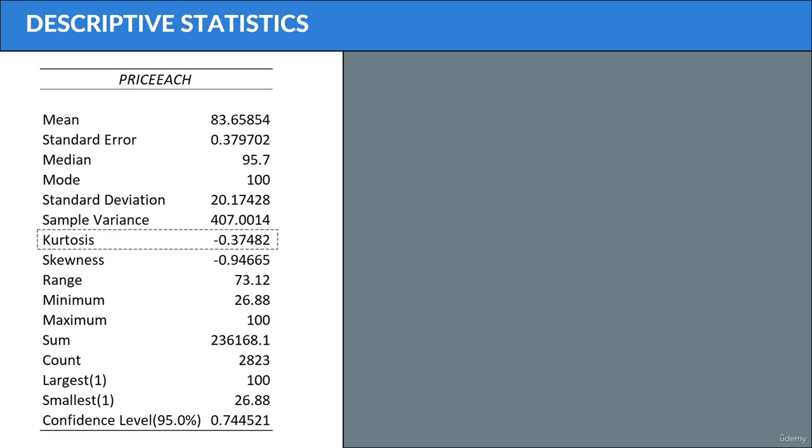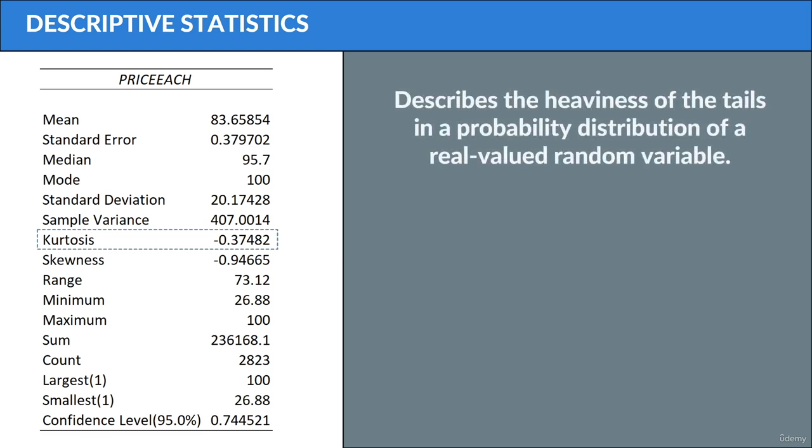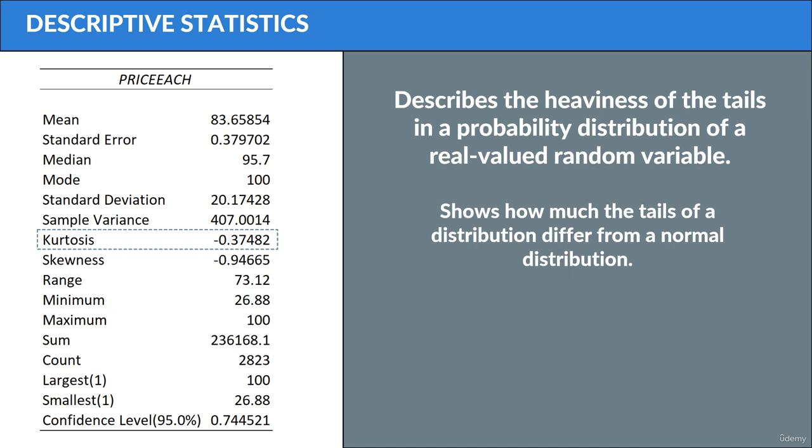So the definition for kurtosis is a bit of a full-on one. It is a statistical measure that describes the heaviness of the tails in a probability distribution of a real valued random variable. And put in simpler terms, kurtosis quantifies the extent to which the tails of the distribution differ from the tails of a normal distribution. So this includes the presence of outliers, with higher kurtosis indicating more outliers, so heavy tails, and a lower kurtosis suggesting fewer outliers, so with light tails.